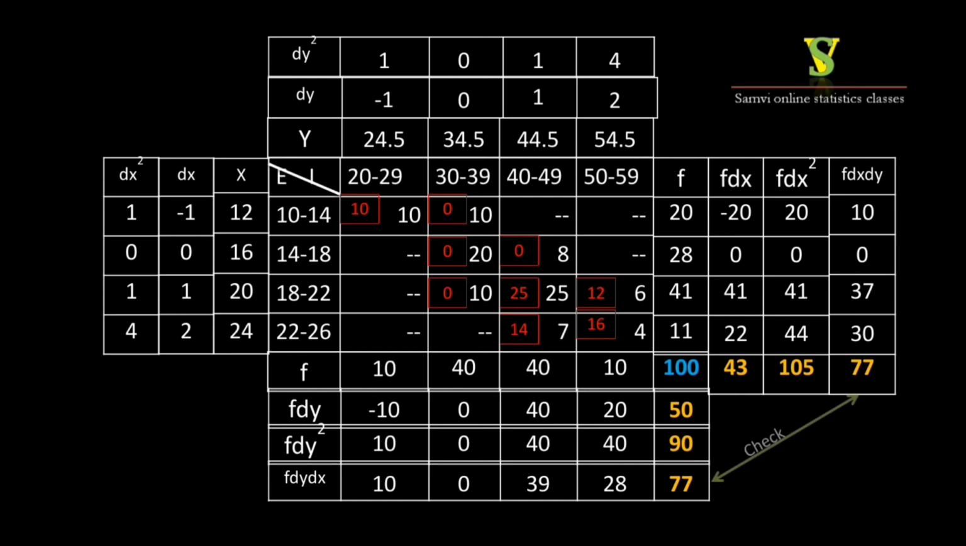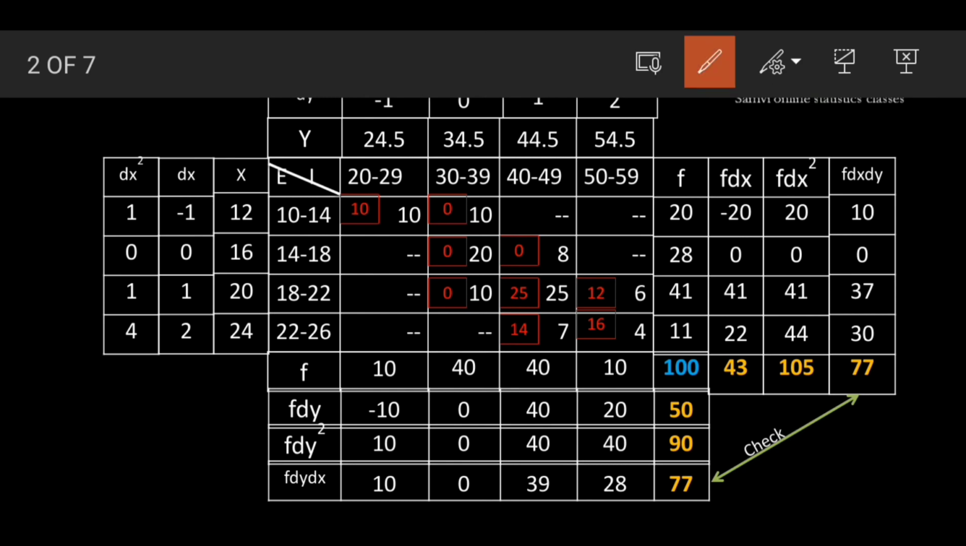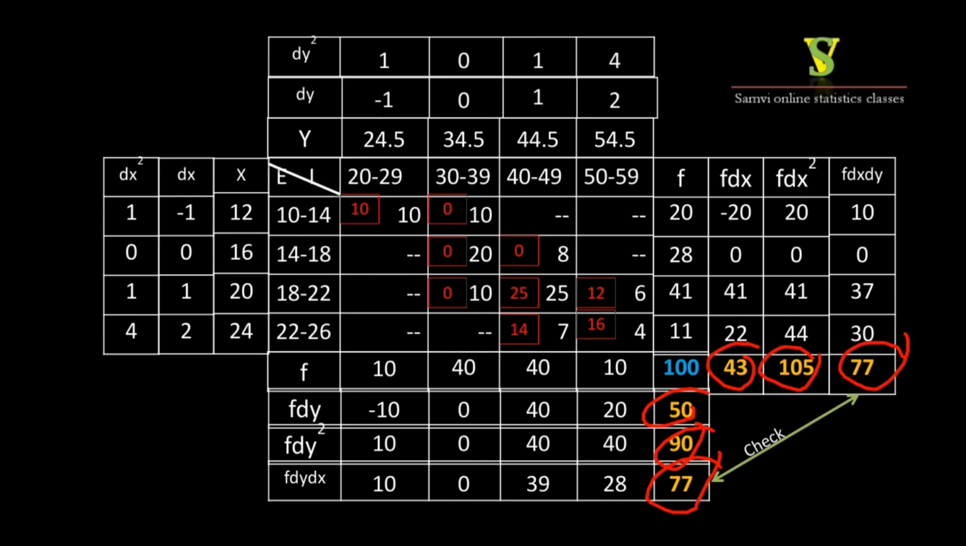So you have to make it checked, 77 and 77. Once you calculate it, what is f dx square, f dy square, and also f dx dy or f dy dx. Next step is finding what is Karl-Pearson's coefficient of correlation. So now you have to use the formula and make the simplification.